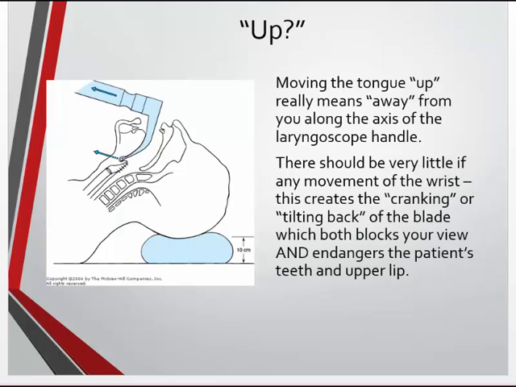So this is what up means. Up means away from you in the direction of the axis of the handle of the laryngoscope blade. If you find yourself cranking back on this, tipping the laryngoscope back towards the teeth and bending your wrist, you're blocking your view. This corner of the laryngoscope blade will drop in front of you when you crank this back, and you also run the risk of damaging the teeth and other structures on the face. So up and away is what we're looking to do.